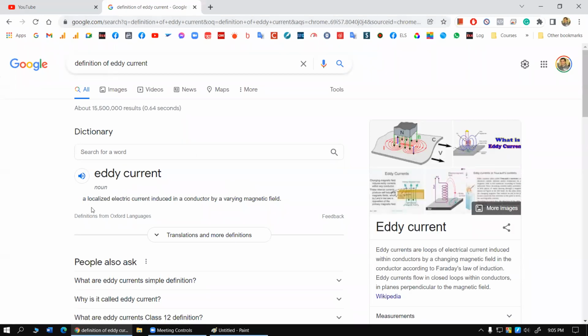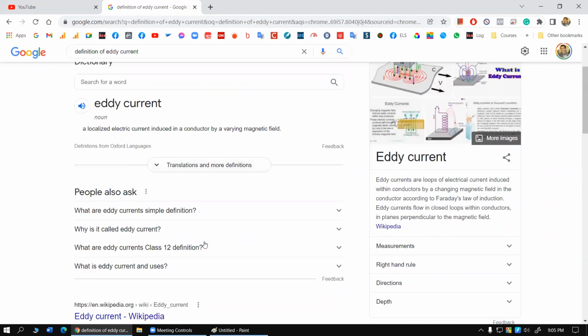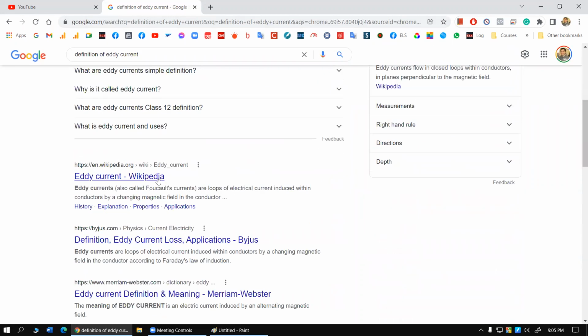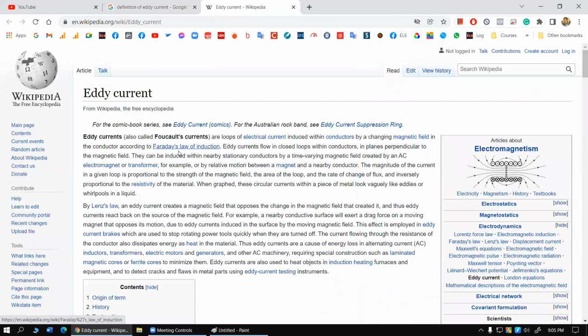Have a look. A localized electric current induced in a conductor by varying a magnetic field. Okay, here they are talking about the alternate version, but if we take the Wikipedia definition, let's have a look at this one.